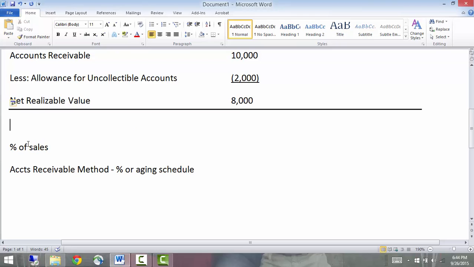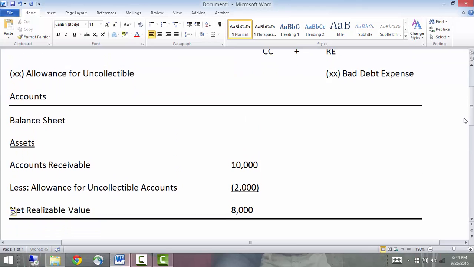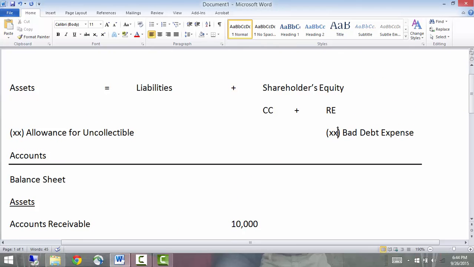The percentage of sales method is definitely the easiest method. So if management wants to use percentage of sales, they would have to come up with a percentage based on past experience or industry standards, industry averages. But they're going to come up with a percentage. It may be like 1% of sales or 2% of sales, and that's going to be the bad debt expense. So if it was 1% of sales, you would take 1% of whatever your sales figure is, and that is the amount that would go here and here. Okay?